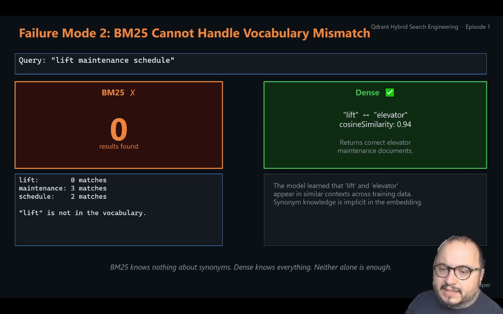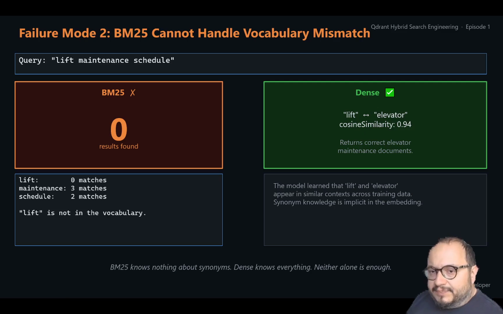Now the mirror failure. What happens when BM25 faces an intent-based query? BM25 fails in the opposite direction. It is a token matching algorithm. It compares the words in your query to the words in each document. If a word appears, it scores. If it does not appear, the document is invisible.